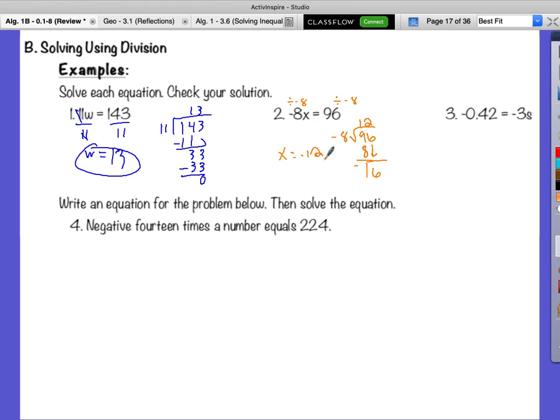Number 4. Negative 14 times the number equals 224. So we first have to write the equation, okay? After you write the equation, let's pause before we solve it. Okay, go and solve.